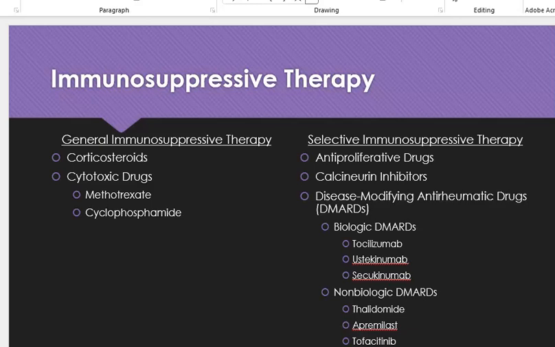Next is the immunosuppressive therapy. This is just going over each type of medication. We've talked about a lot of these, the corticosteroids, cytotoxic drugs. Then your selective immunosuppressive therapy. As I've already stated, you will need to know these medications. I will have extra resources available for you guys on Blackboard, where you will just have a general overview of what is expected.